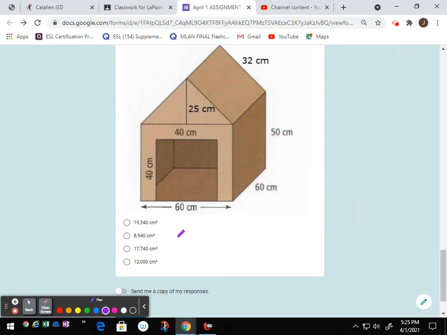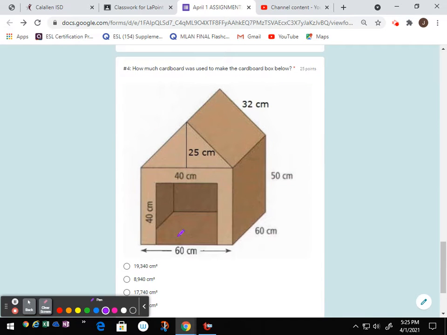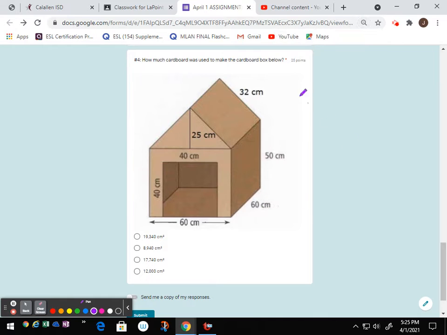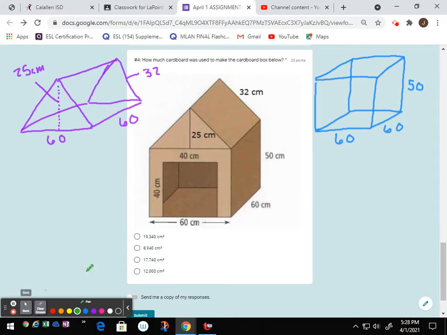Okay, the last question. The last question says, how much cardboard was used to make the cardboard box below? All right, so we have two 3D shapes. Let me draw those out real quick. All right, so I went ahead and I drew out our 3D shapes off to the side.